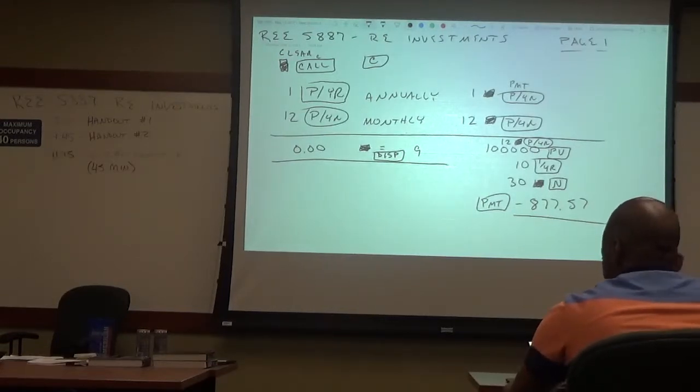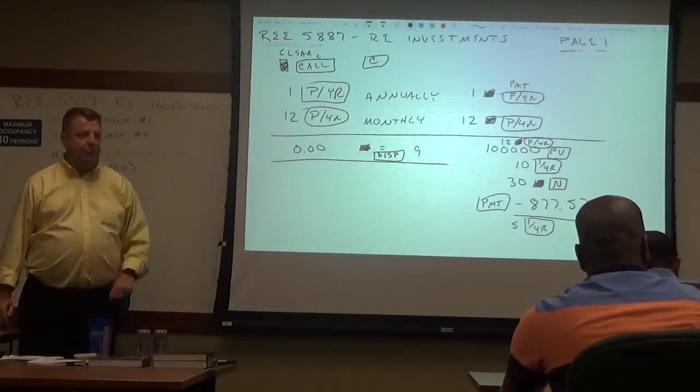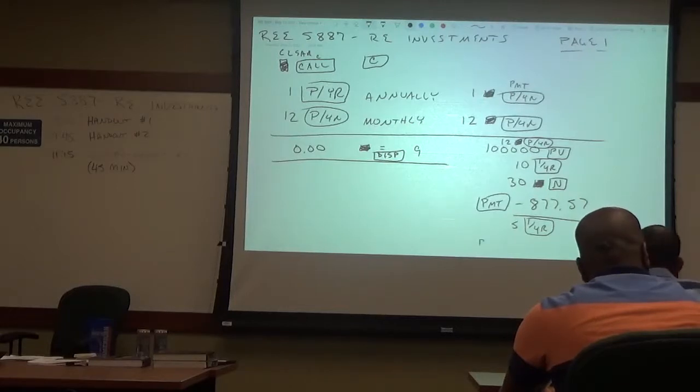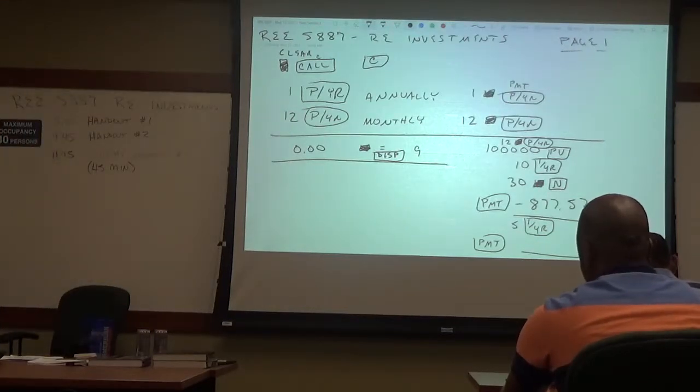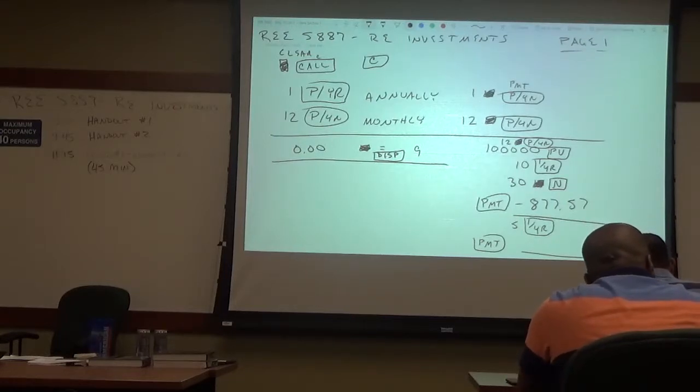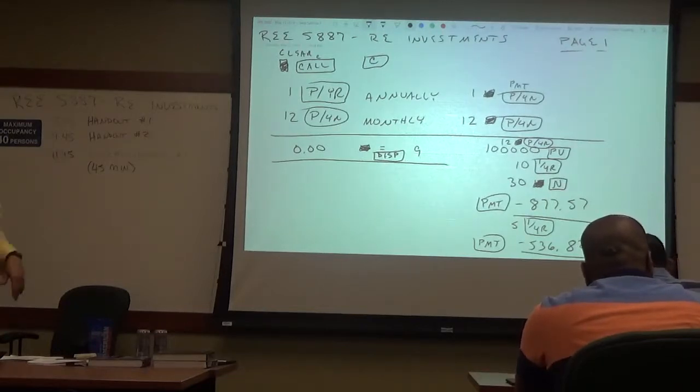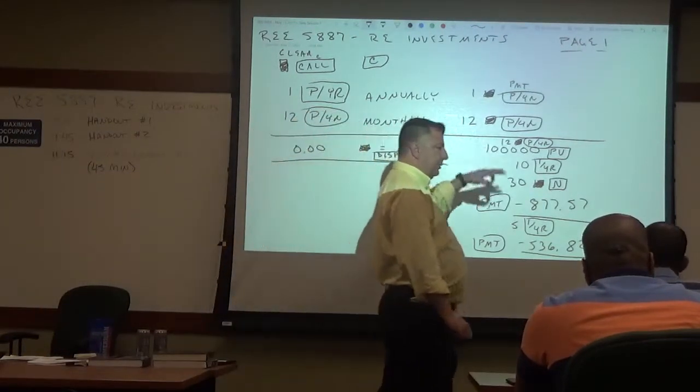All right, let's say we were able to lower our interest rate to 5%. So your next step, all you should have to do is type in 5 and hit the interest rate key, and then re-hit the payment key. Okay? What do you get? 536.82. Okay?